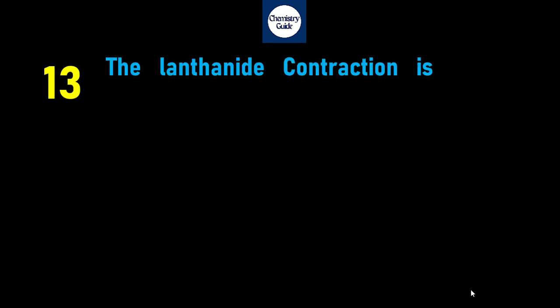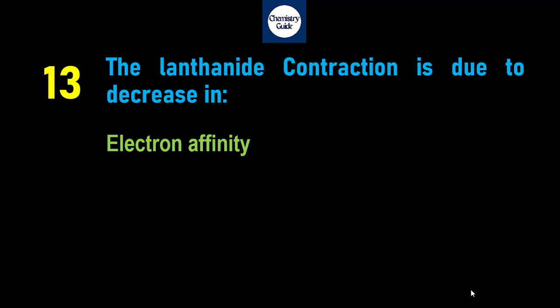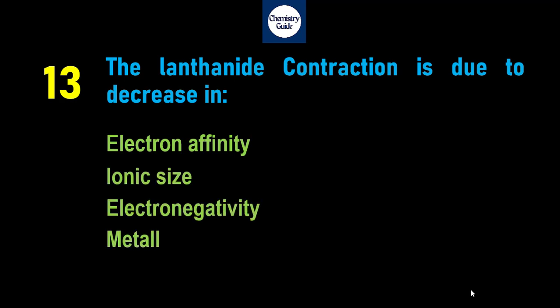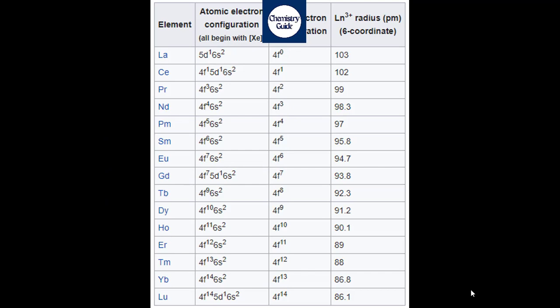MCQ number 13. The lanthanide contraction is due to the decrease in electron affinity, ionic size, electronegativity, metallic character. So the right answer is ionic size. In the detail of this MCQ, we will find that there is a decrease in the size from lanthanum to lutetium. Why is this?